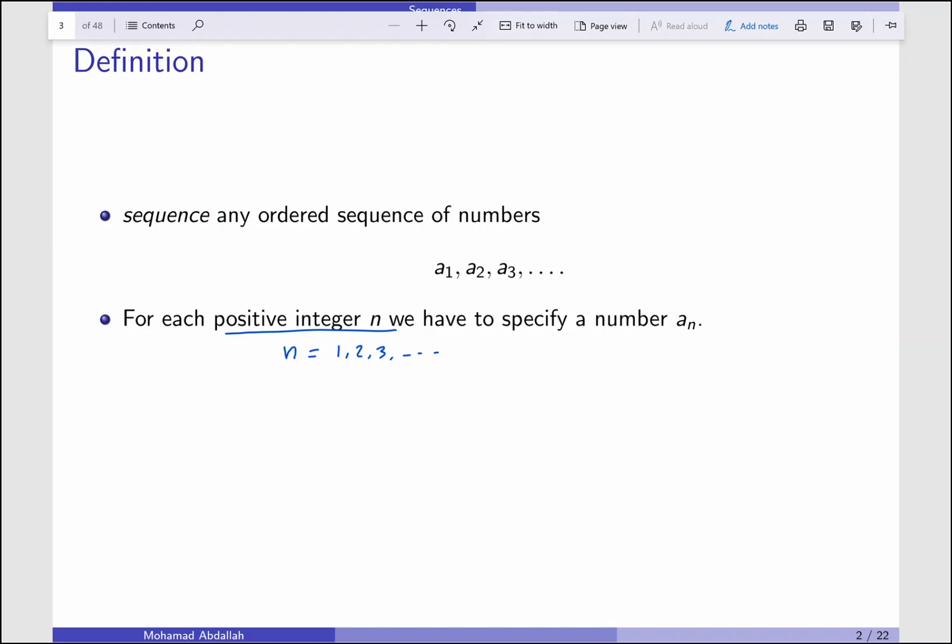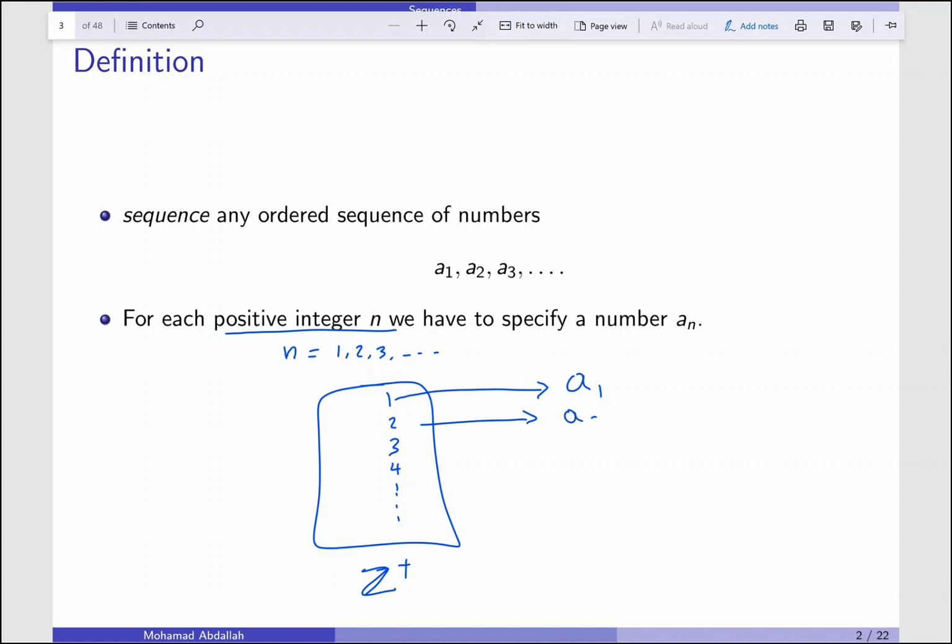So you can always treat this as a function. Let's say this is the positive natural numbers. We usually denote it by Z plus, since N contains 0. So you have the numbers 1, 2, 3, 4, and this goes all the way to infinity. For each number here, I assign a number an. For number 1, I assign a number a1, which we call the first term. For number 2, I assign a2. For number 3, a3, and so on.